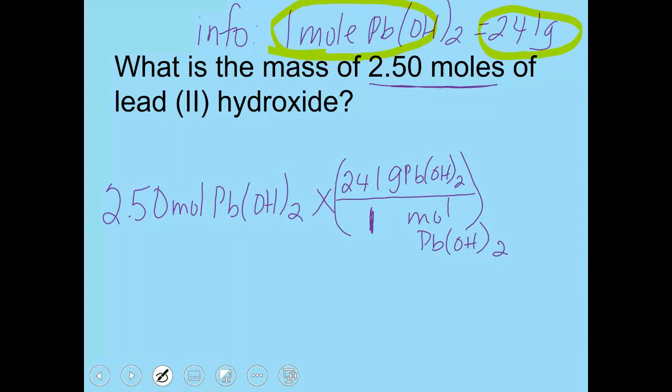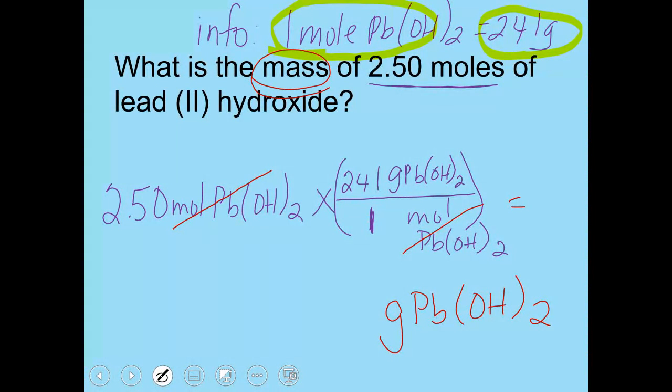And now we can see how our label divides out. Our new label is going to be grams of the lead hydroxide. That's good because we are looking for mass, and grams is a mass label. And we can multiply the 2.5 times the 241, and we get 603 grams of the lead 2 hydroxide.